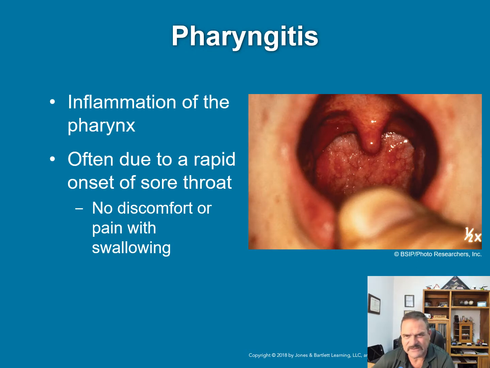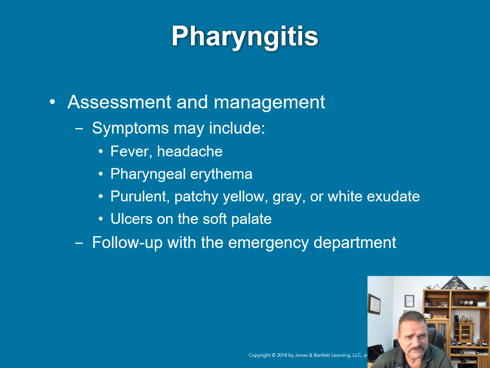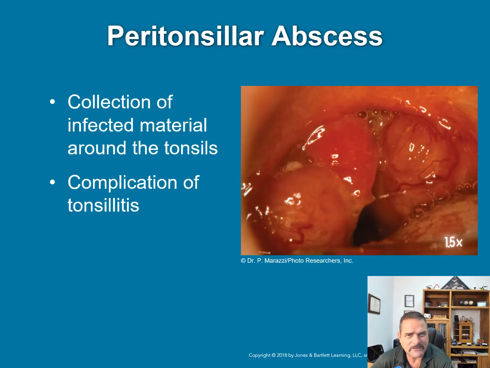Pharyngitis, this is a very good representation of a very irritated and angry pharynx. It's inflammation thereof. It's often due to a rapid onset of a sore throat. There's really no discomfort or pain with swallowing, it's just kind of difficult. Things don't feel right. Symptoms may include fever, headache, pharyngeal erythema, purulent, patchy yellow, gray, or white exudate, and then ulcers on the soft palate. Follow up with the emergency department, get prompt treatment for this.